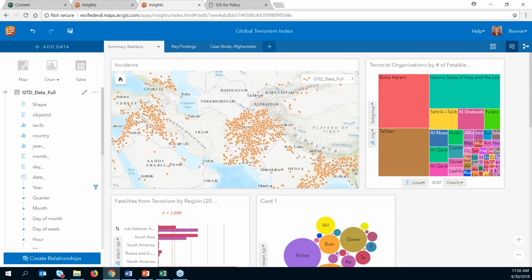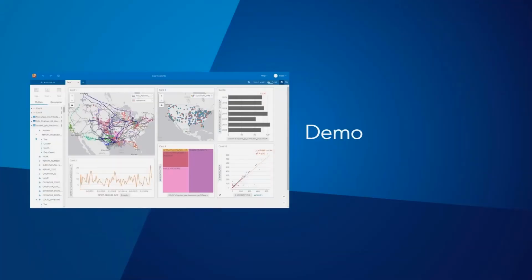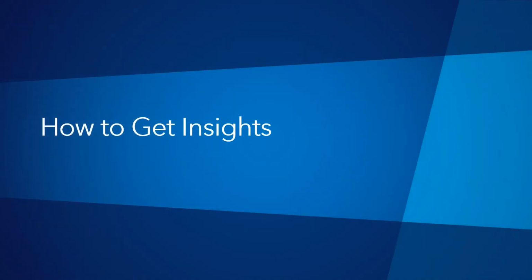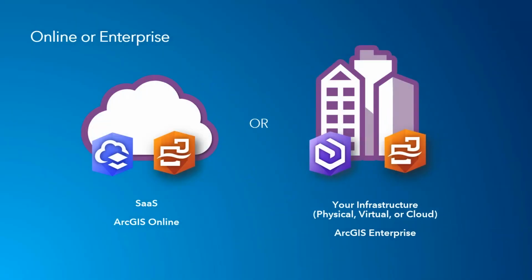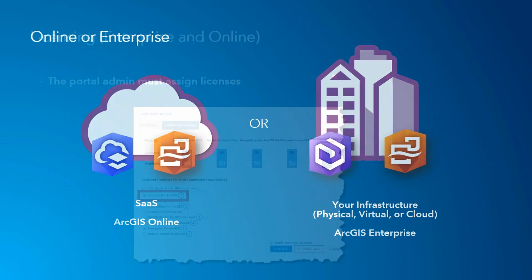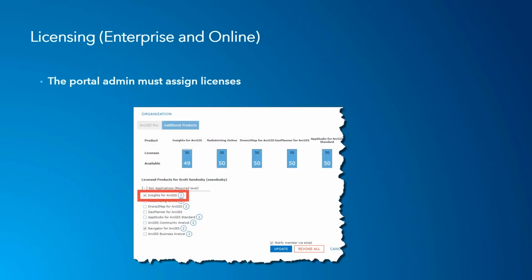So let me just wrap up real quick with a few last slides on how to get insights. So we can access insights in ArcGIS Online or ArcGIS Enterprise that you run on your own infrastructure. So it's available in both parts of the platform. Once you have Insights licenses, your administrator has to assign that license to you. So it is an extra license.